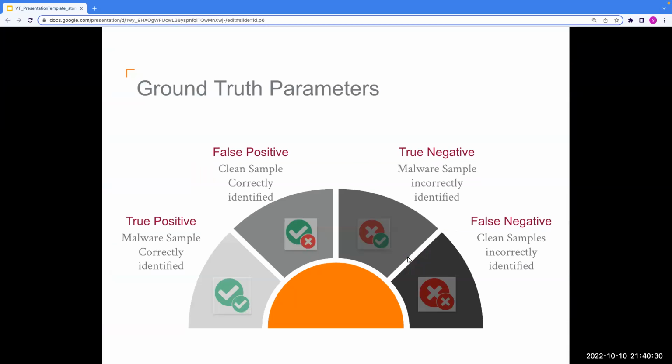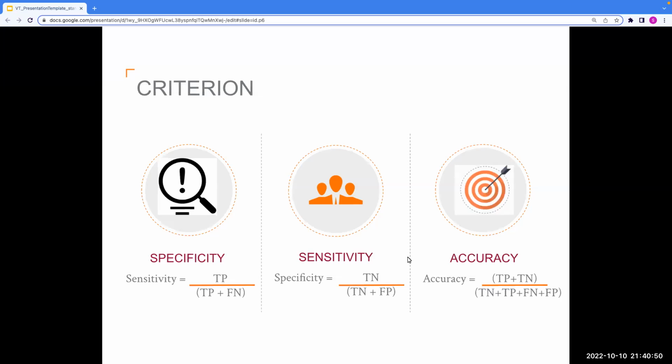After conducting our experiment using the network techniques defined above, I will now talk about how we will evaluate our experiment. For that, we have defined ground truth parameters called the confusion matrix. These parameters are true positives, that is to correctly identify the malware samples, true negatives, that is to correctly identify the clean samples, and similarly, we'll be taking out the false positives and false negatives. Using this, we introduce certain criteria like sensitivity, specificity, and accuracy.